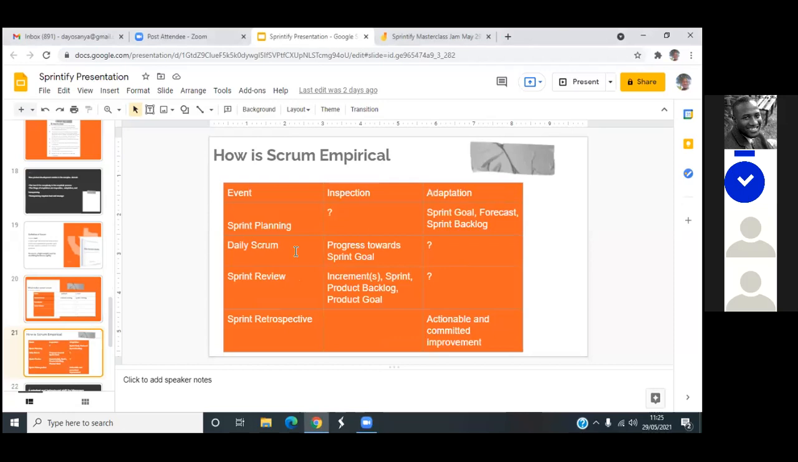So how is Scrum empirical? Remember, we're talking about the empirical approach to product management. How is Scrum empirical? Remember, we talked about inspection and adaptation. So how do all these events make Scrum empirical? So again, let me go to the Jamboard, show you guys.